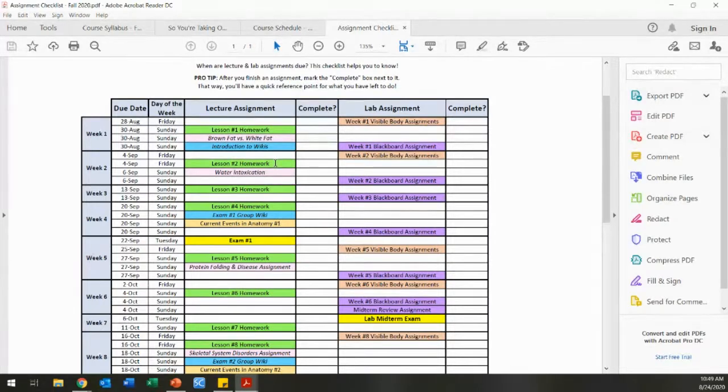So if there's any bleed over between lab content and lecture content, I will explicitly tell you that. Otherwise, in general, we study this material for lecture, we study this material for lab to prepare for those exams and assignments.